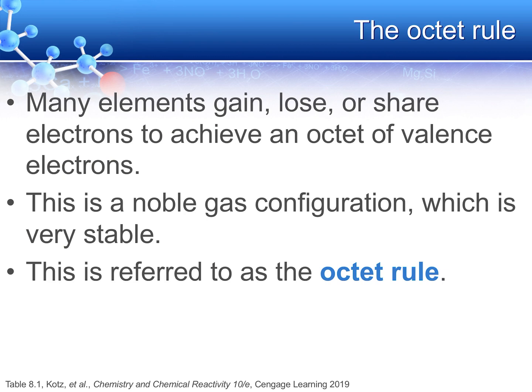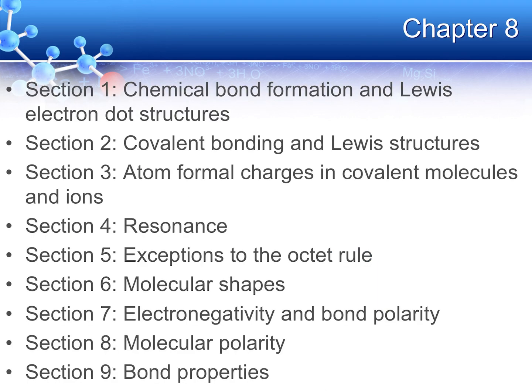So the noble gases show us that we can have elements that gain or lose or share electrons to achieve an octet of valence electrons, because that's what the noble gases have. We know that the noble gases are unreactive, so that must be very stable. This is referred to as the octet rule.